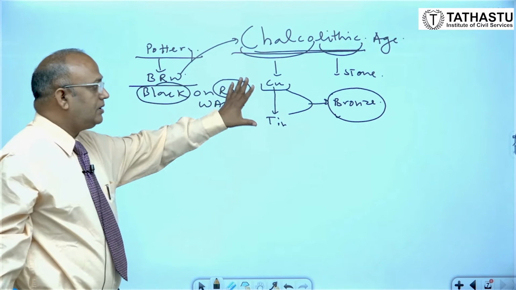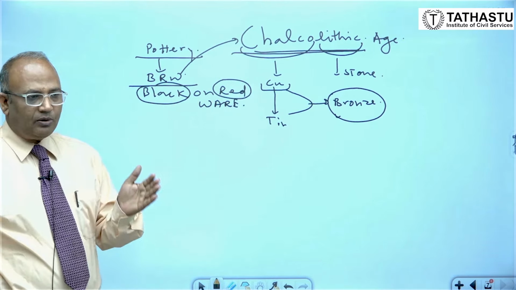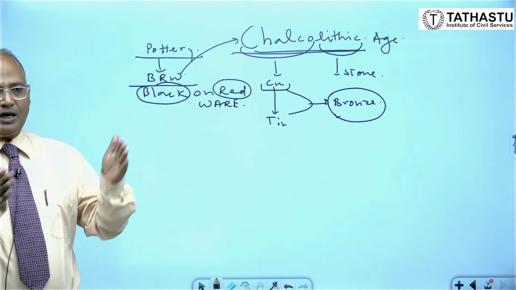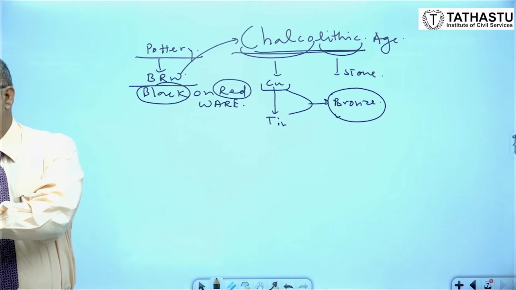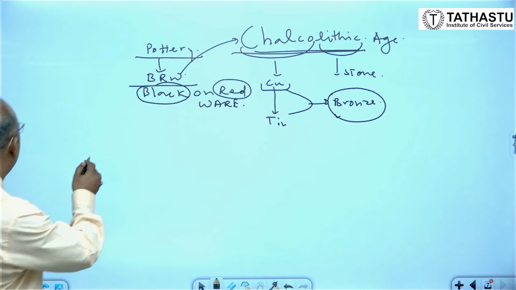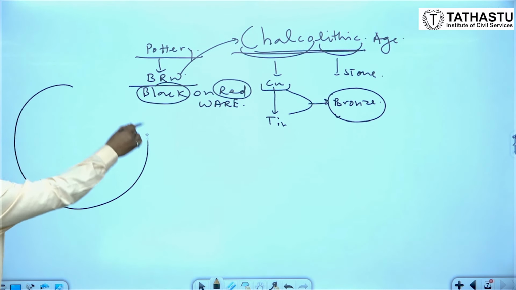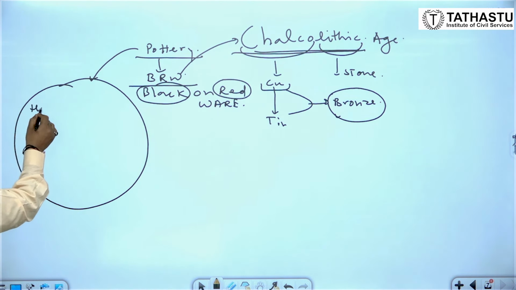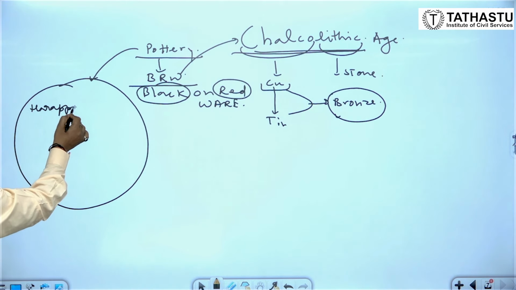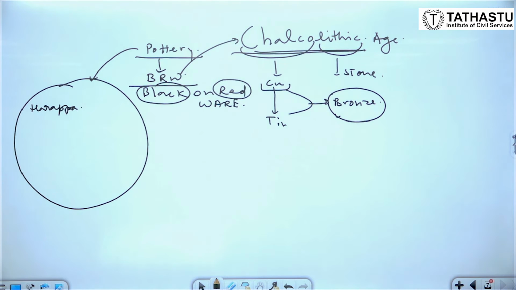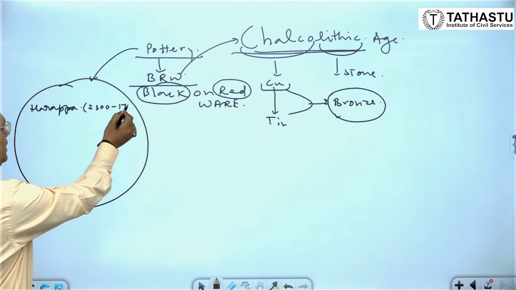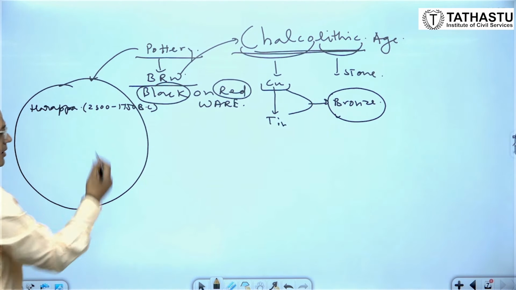BRW, see, Chalcolithic is a very big period, it is not only one small period. Most of the students get confused in this one, thinking that after Chalcolithic Harappa came. No. Chalcolithic is basically a set of many things. In this one, Harappa civilization comes even. Harappa civilization period is 2300 to 1750 BC.